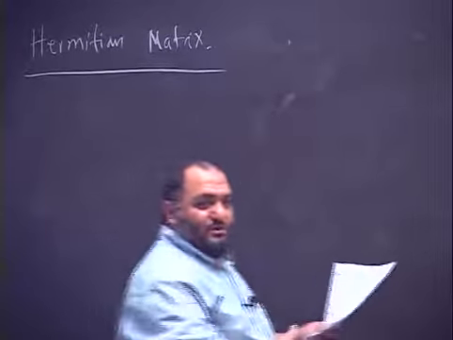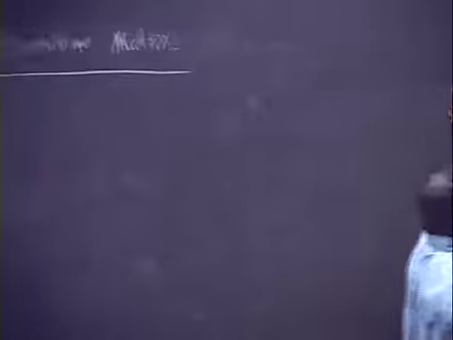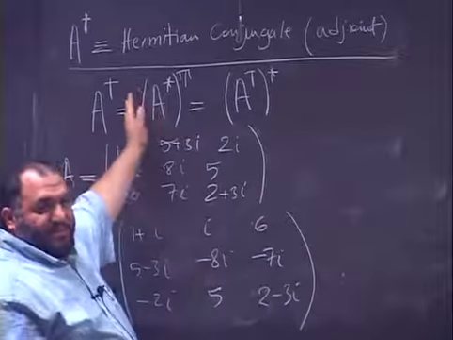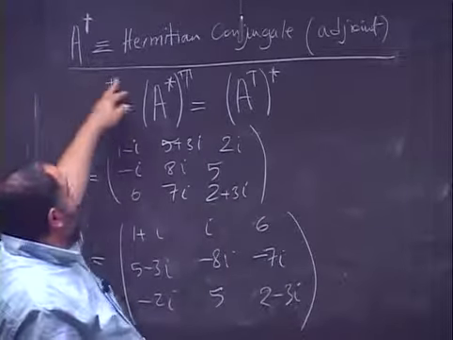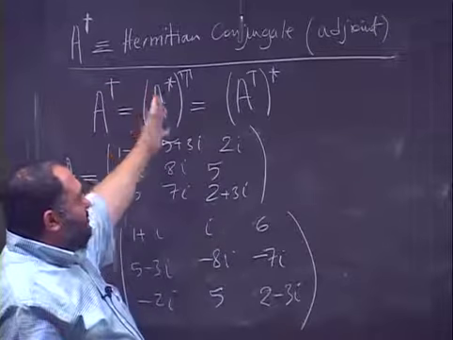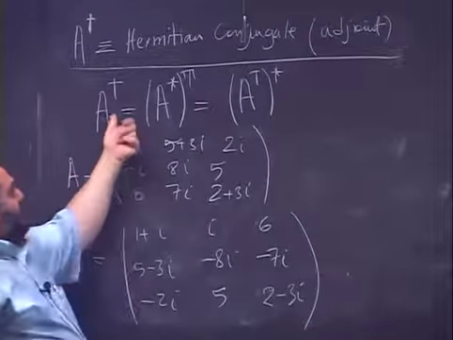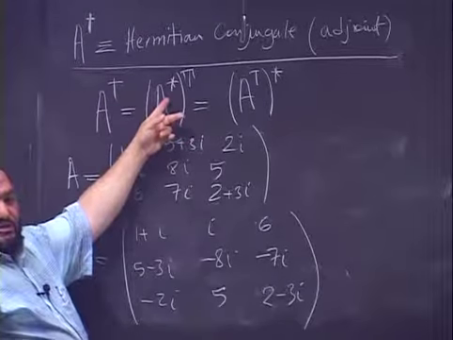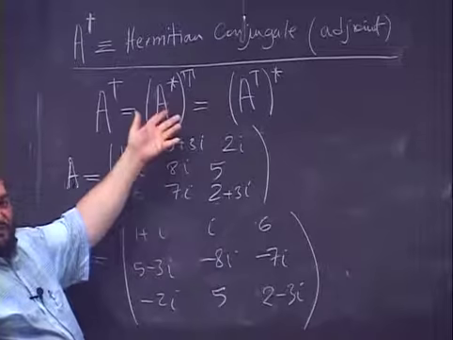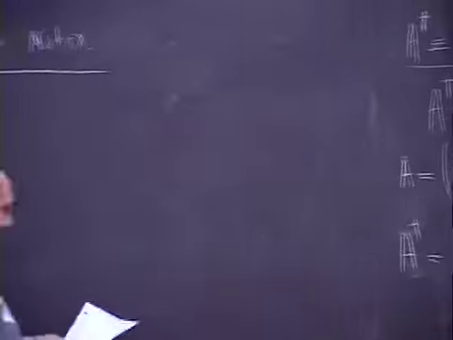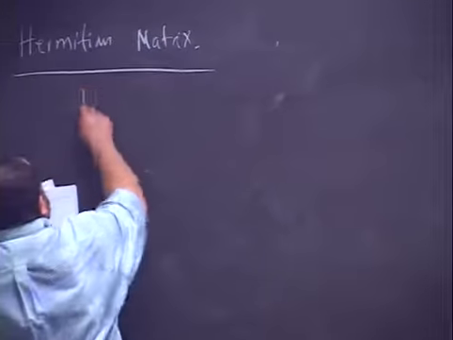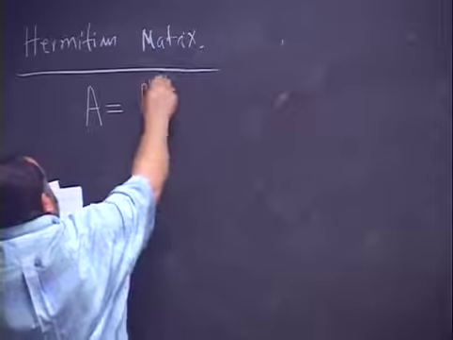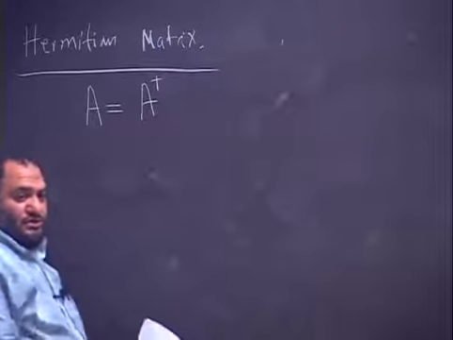Guys, I want you to focus. Differentiate between the Hermitian matrix and the Hermitian conjugate or the adjoint. The Hermitian conjugate or adjoint is A dagger, where you take the transpose, then you take the complex conjugate of all the elements, or vice versa. But what is the Hermitian matrix? The Hermitian matrix is a matrix that is equal to its Hermitian conjugate, or adjoint.